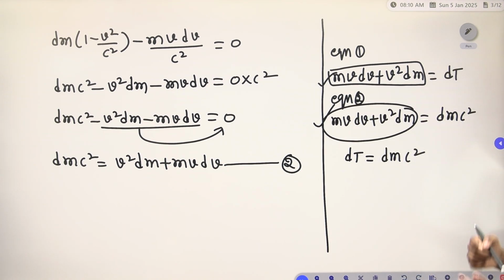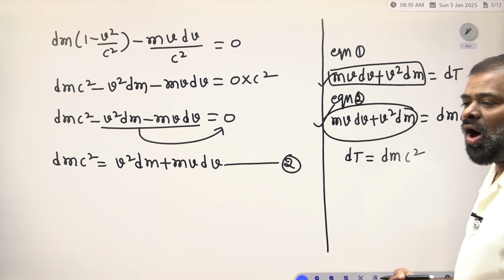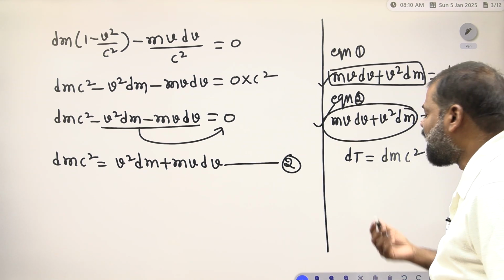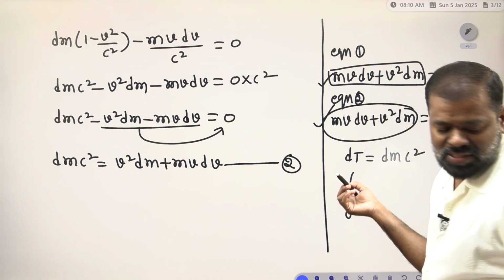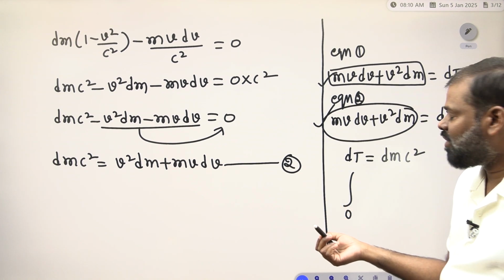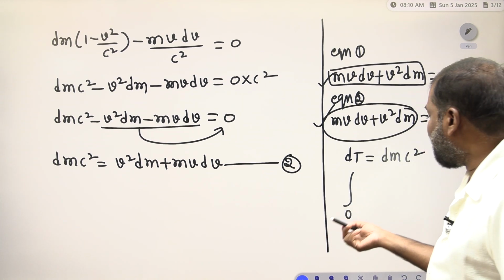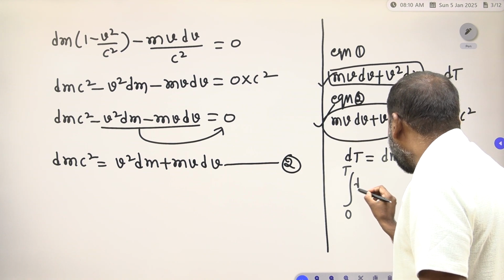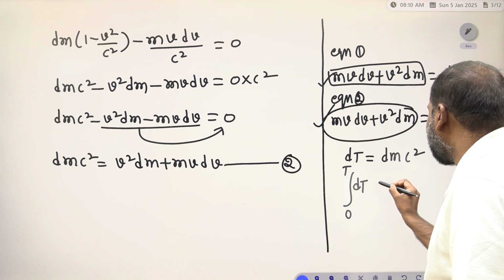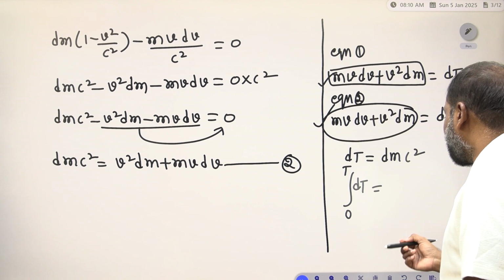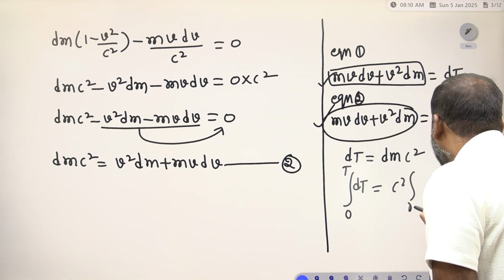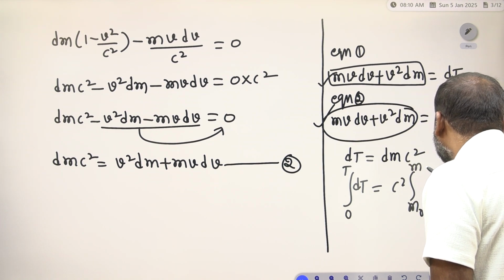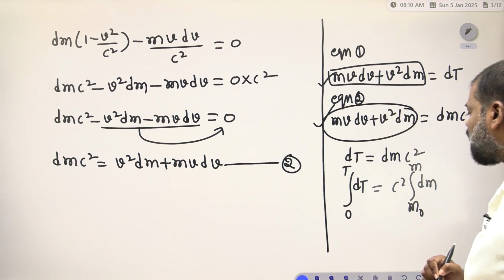Now we need to calculate the kinetic energy. How do we calculate it? You integrate from 0 to T, where T means kinetic energy here. Integral 0 to T dT is equal to c square into integral from m0 to m, the rest mass to the variable mass, of dm. c square is the constant.